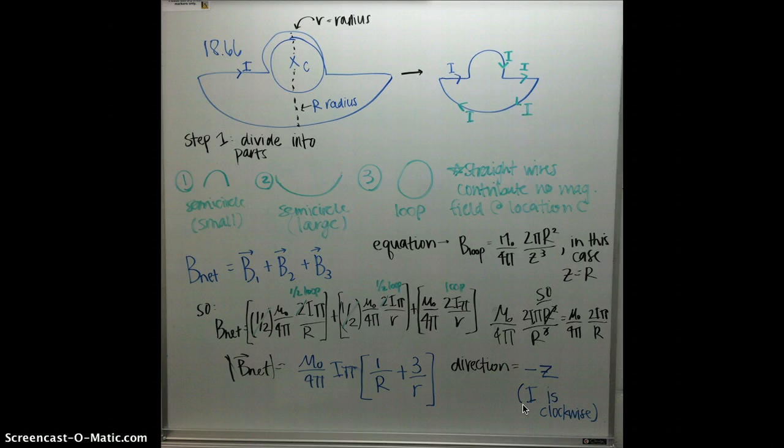So, as denoted earlier, the current I is clockwise. If we take our right hand and move it in a clockwise motion, as we move down, you'll notice that your thumb is pointing into the page. Into the page is in the negative z direction, because our thumb is the direction of the magnetic field. Therefore, our total answer is the net magnetic field is equal to 0, 0, and then negative of what this magnitude value is here.